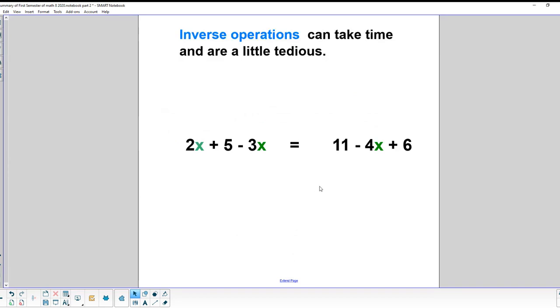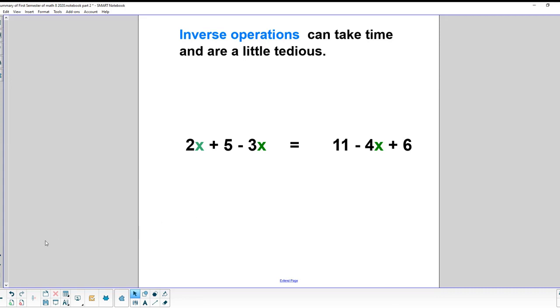Inverse operations sometimes can take a little bit of time and are a little bit tedious. For example, if I try to add 4x to both sides on this one, and then subtract 5 from both sides to try and get all the x's on the left side and all the constants on the right side, that can take a little bit of time.